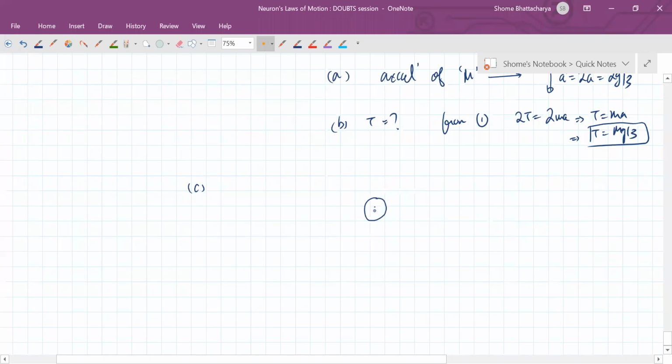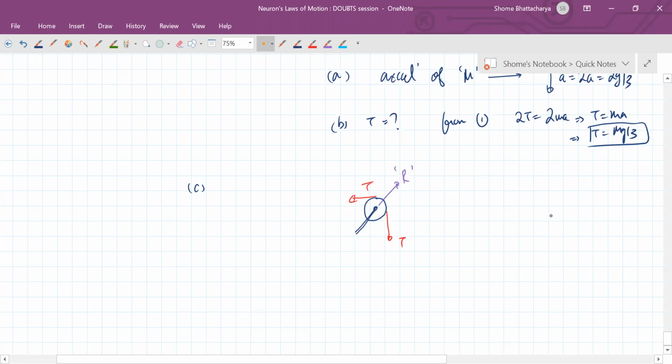So now if you see this pulley which is on the clamp, what forces are acting on this? One tension is acting like this and one tension is acting like this, and it doesn't have any weight, but there's some kind of reaction force acting through the clamp.